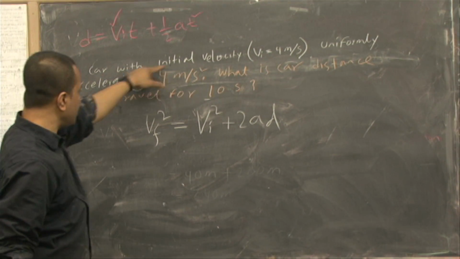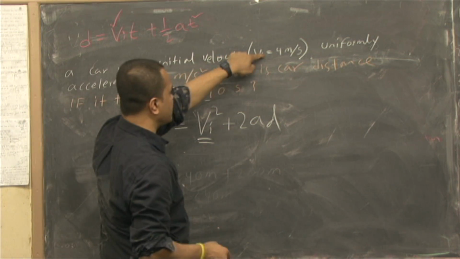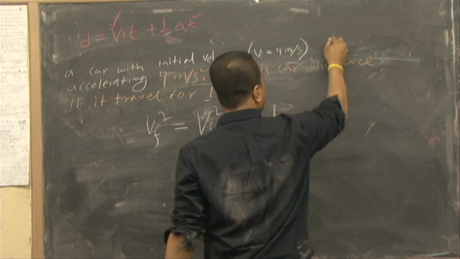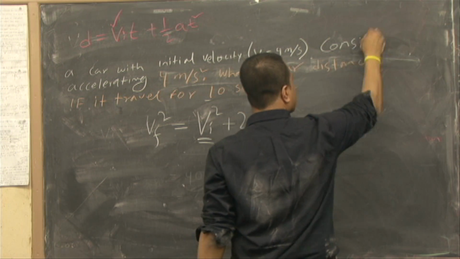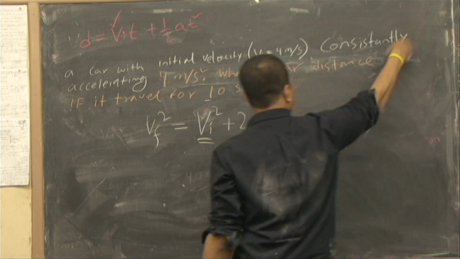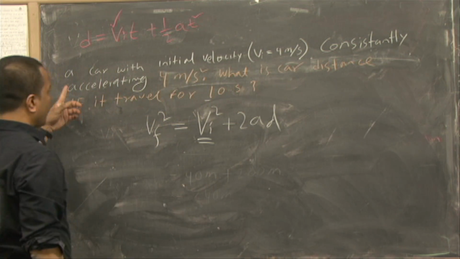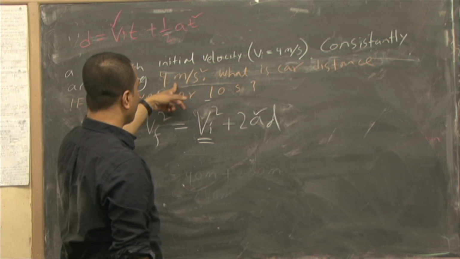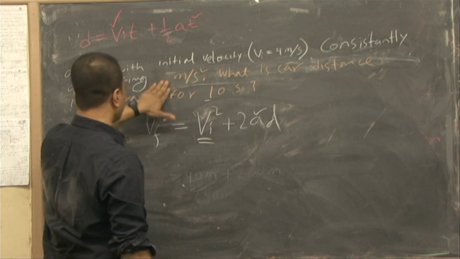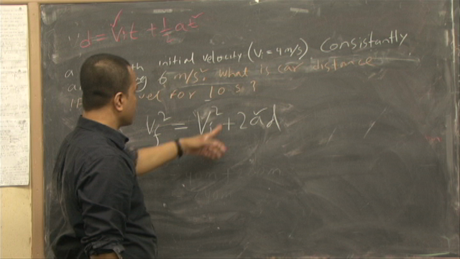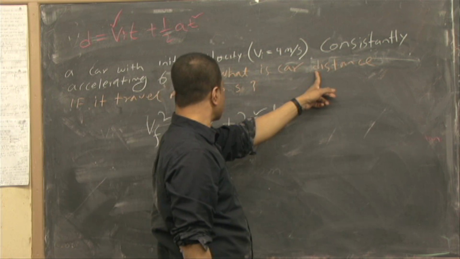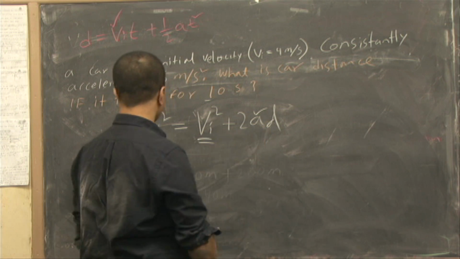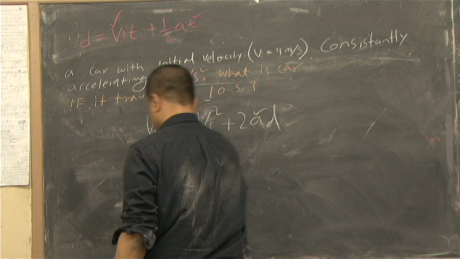A car with initial velocity 4 meters per second, consistently accelerating at 6 meters per second squared. It doesn't have to be 4 all the time. Let's say 6. What is the car's distance? Well, distance is given this time, so you're going to say what is the car's final velocity?